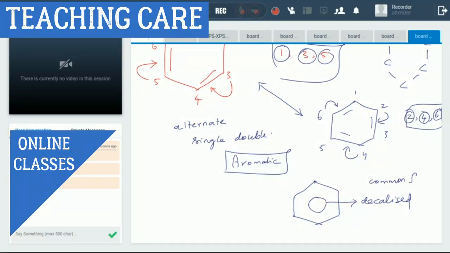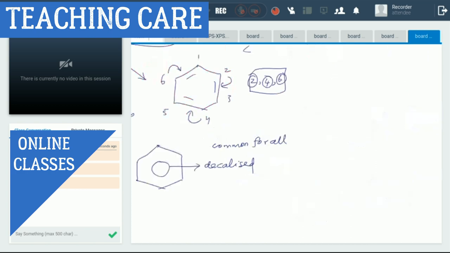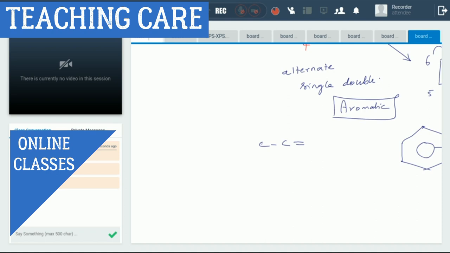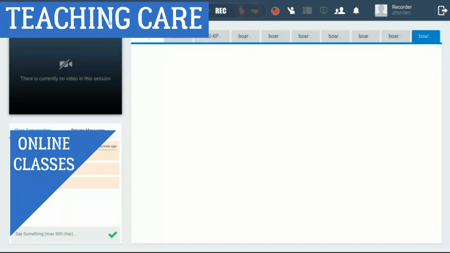So when it is common for all carbon atoms, the system should be cyclic. Suppose it is linear, it cannot be lying anywhere. This is a localized electron. Localized or delocalized you can find only with a double bond, because at least one bond should be there to bond each and every atom. So this is a localized electron. The electron present in the benzene ring is delocalized. It is common for all the atoms. It's called delocalized. And what is the steric effect or steric hindrance?